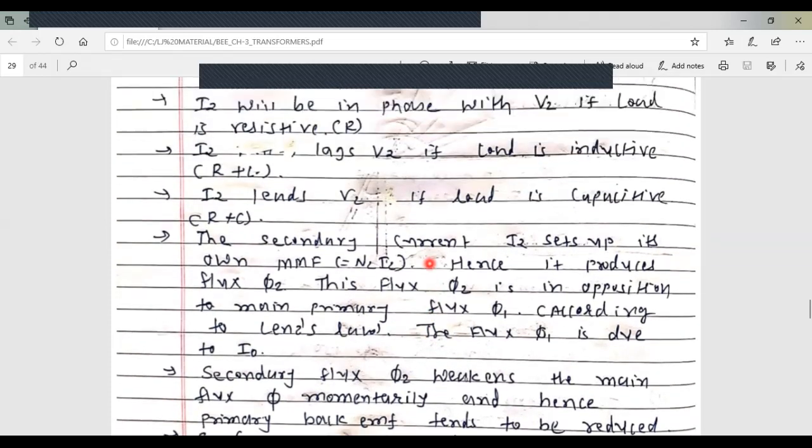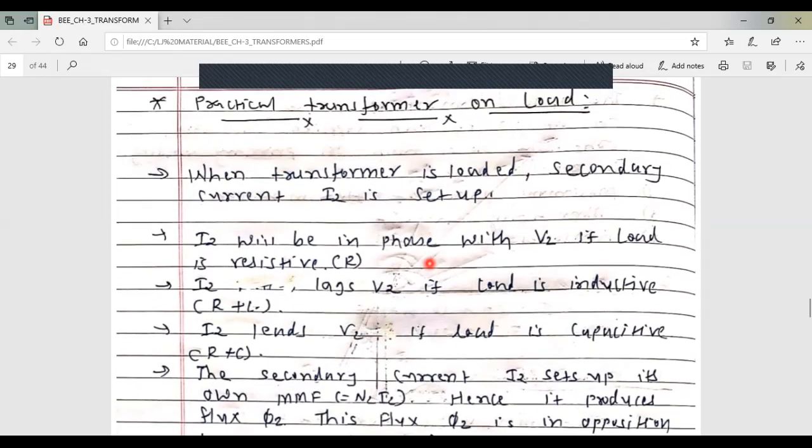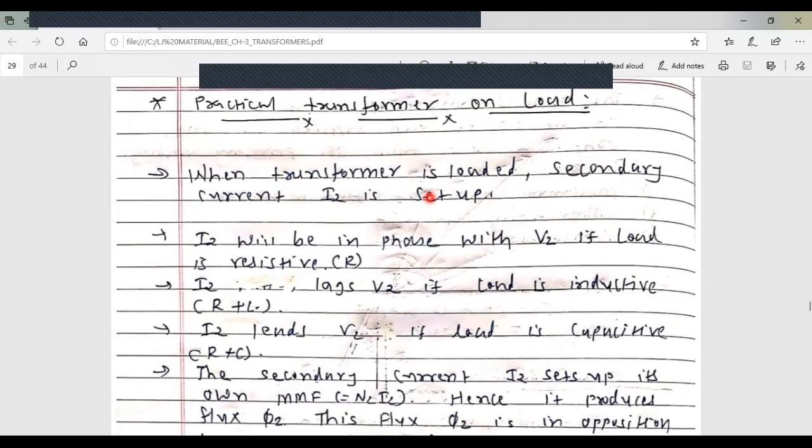So first of all, we will start with loaded transformer. When transformer is loaded, secondary current I2 is set up. Keep in mind that I2 is the current flowing in the secondary winding of the transformer. Now, we know that V2 is secondary voltage, I2 is current flowing in secondary winding. So now, depending on the connected load, there are three phasor diagrams which we will discuss after some time.